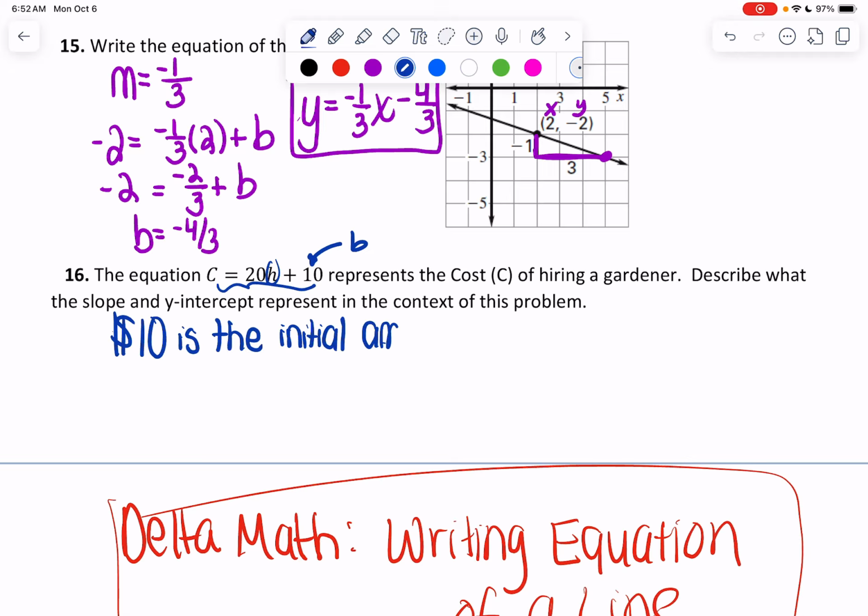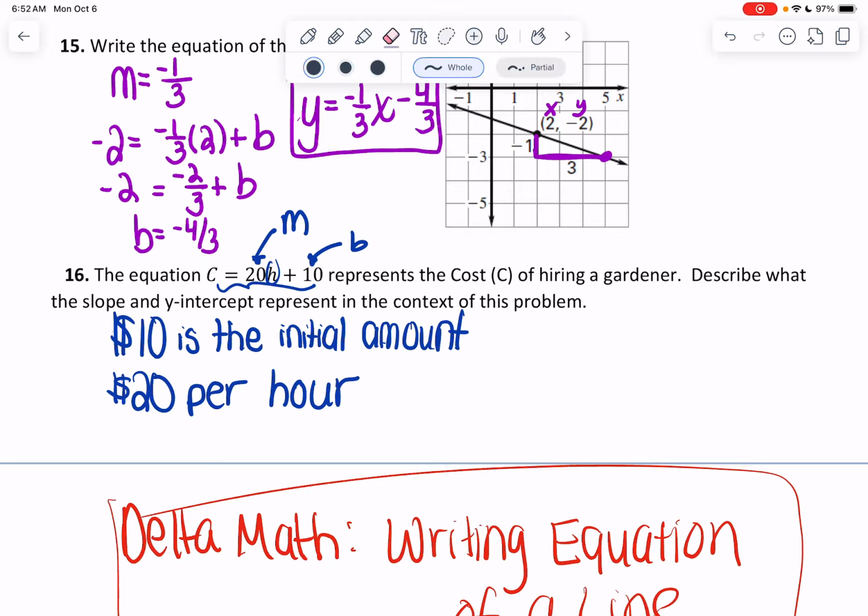And then when we talk about slope, here's the way you can think of it. It's like something per something. So 20 would be your slope. How would I represent that? H represents hours, so it would be $20 per hour. Just a little bit of context, but again, that's not necessary for the lesson tomorrow.